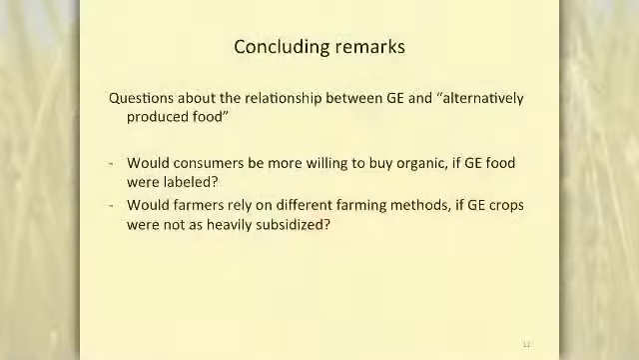So I guess I'm already at my concluding remarks. Here we go. As I mentioned at the outset, what I'm interested in is questions about the relationship between genetically modified food and alternatively produced food. This is a reflection of the bigger question between industrial agriculture and alternatives. And so, wouldn't it be interesting if we knew? If we labeled GE food, would consumers be more willing to buy organic? At this point, we don't know. But I think consumer choice would be influenced by labeling.